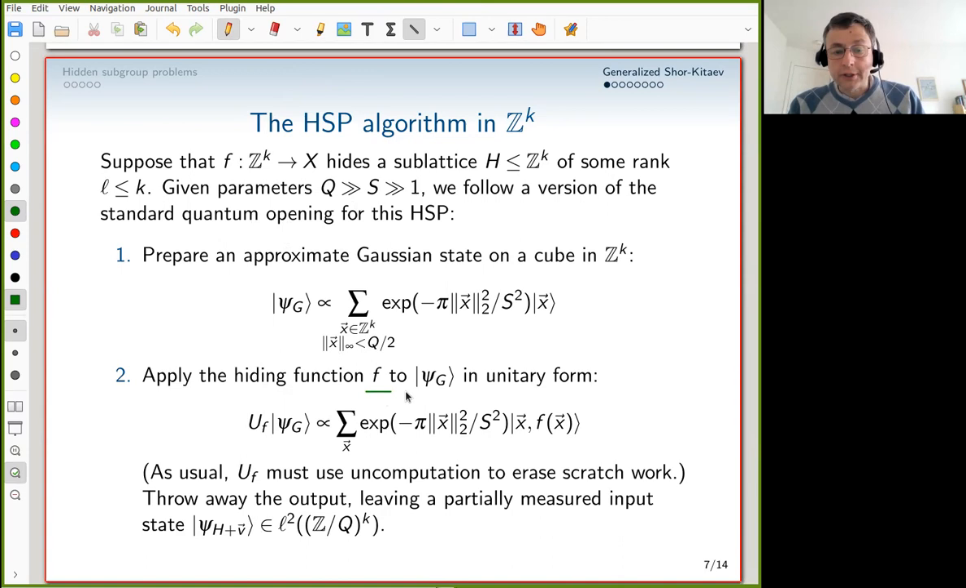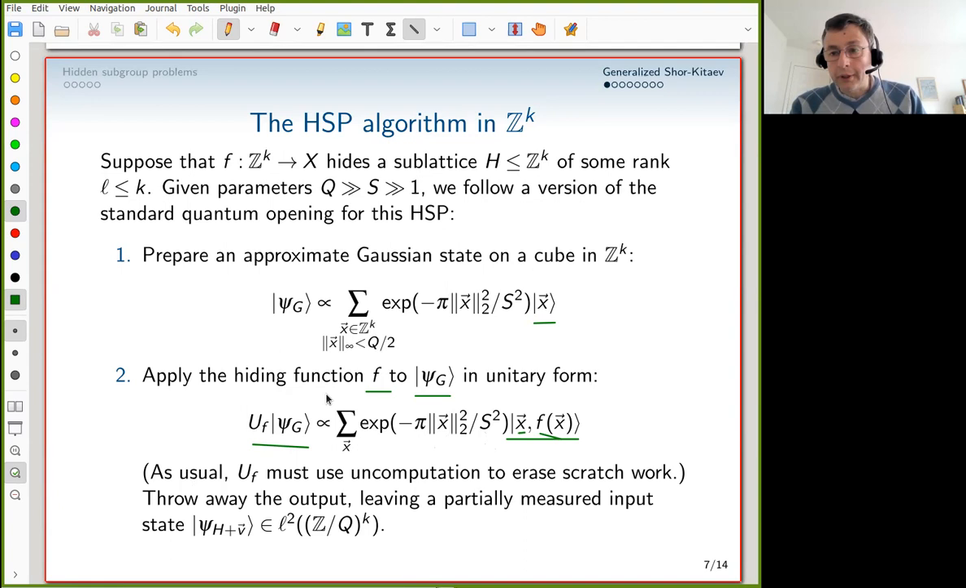Then apply the hiding function f to this Gaussian state in unitary form, so that whereas the input is a quantum superposition over lattice vectors, when you apply the hiding function, you get a superposition of inputs and values of the hiding function together. Okay, and you have these Gaussian coefficients, which, as I said, I'll conjecture that the Gaussian shape is optimal, but it certainly is useful. Now, there are some funny things going on with all quantum hidden subgroup algorithms.